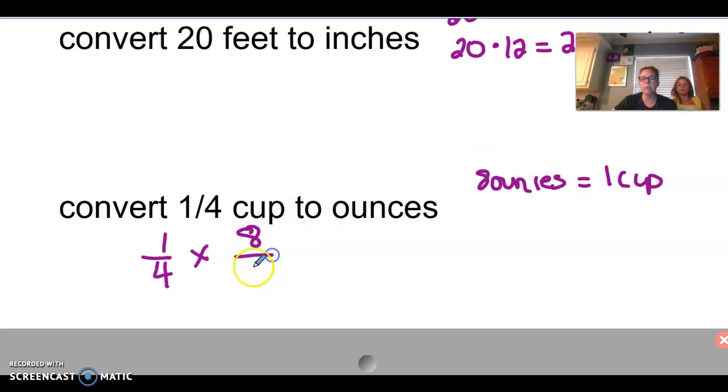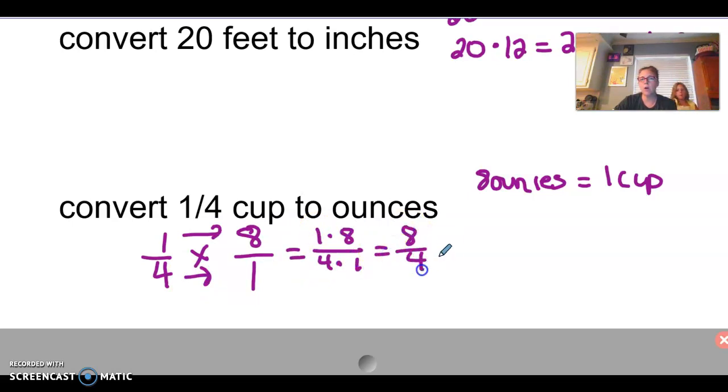So remember, when we multiply fractions, we put a whole number over 1, and you just multiply straight across. So 1 times 8 over 4 times 1, 8 over 4. Well, what is 8 divided by 4? It's 2. So it's 2 ounces. So 1/4 of a cup is 2 ounces.